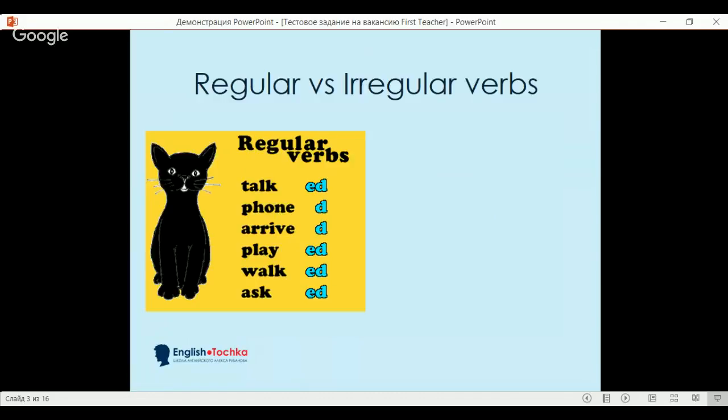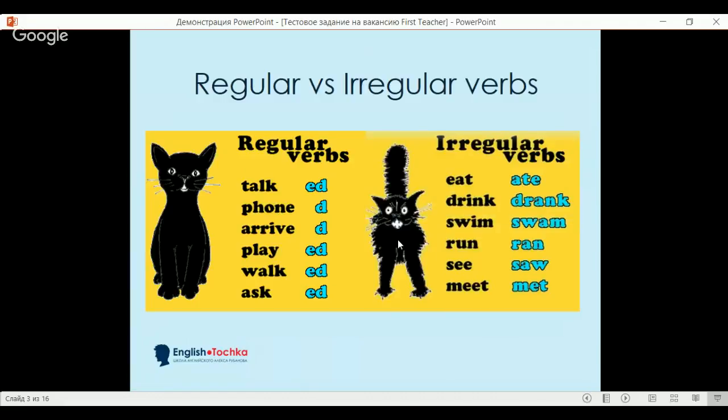And what about irregular verbs? Do they behave according to the rule? Not at all. So, eat, ate. Drink, drank. Swim, swam. Run, ran. See, saw. Meet, meet. So, they are not like regular verbs. We don't add ed. Their second and third form can be different. And you will understand why I have touched this topic later.